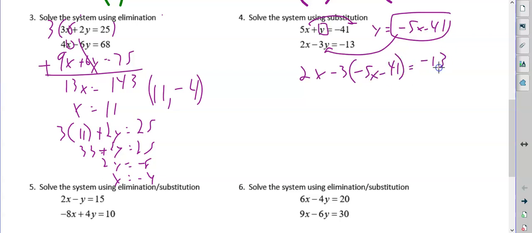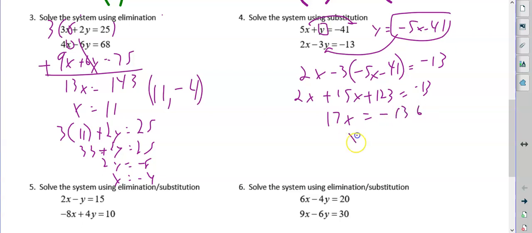Notice now I have all x's. So 2x, negative 3 times negative 5 is plus 15x. Negative 3 times negative 41 is positive 123. 15x plus 2x is 17x. And if I subtract 123, I get negative 136. And if I divide by 17, x equals negative 8.